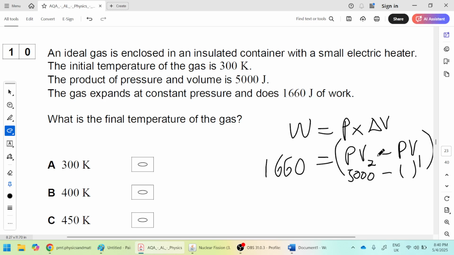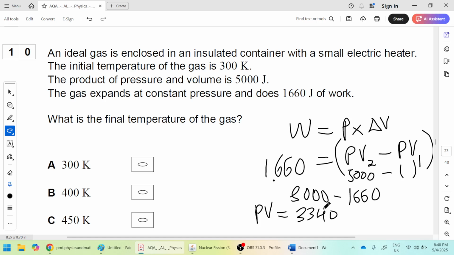If it does work to some outside thing, its energy has to reduce. So the number over here that I'm looking for has to be smaller than 5000, isn't it? That's my logic there. So maybe I put this in the wrong order, right? Maybe 5000 is here, but anyway, the answer that I'm looking for should be less than 5000. So I'm going to do 5000 minus 1660. Telling me that the final PV value is going to be 3340.